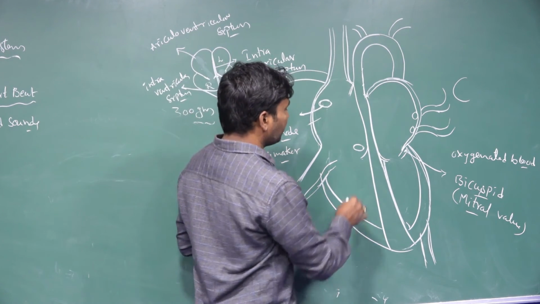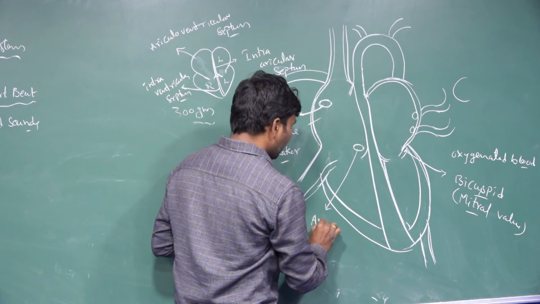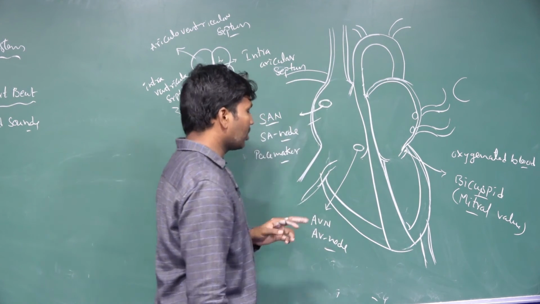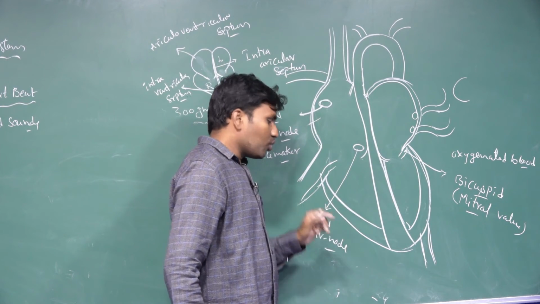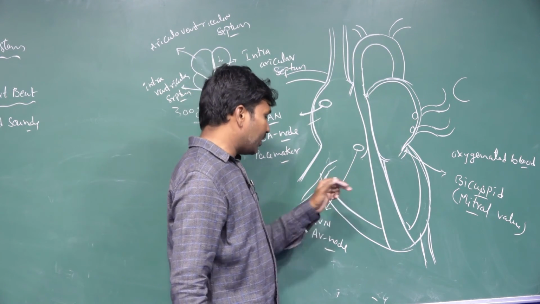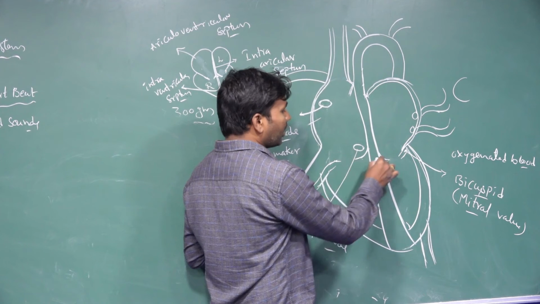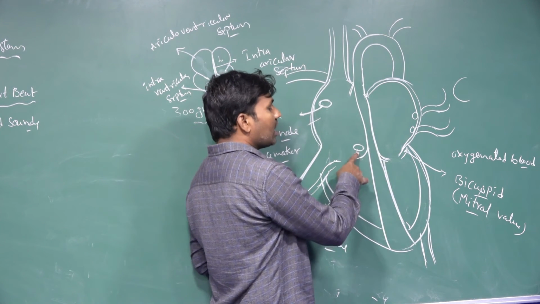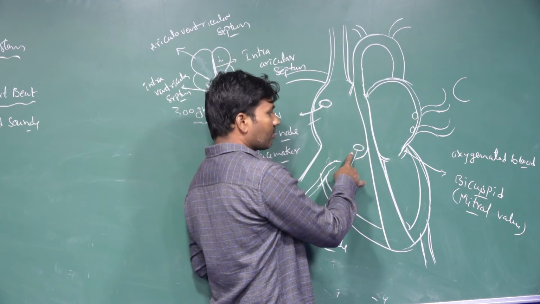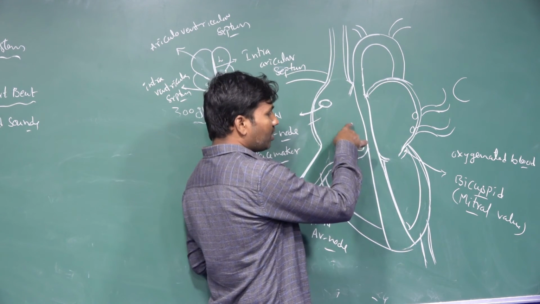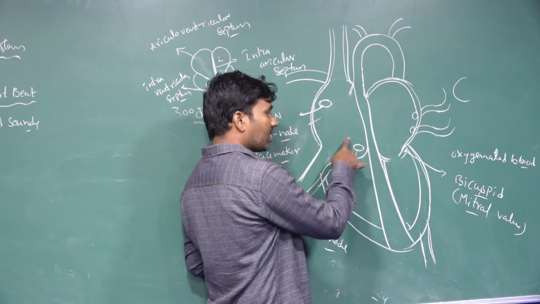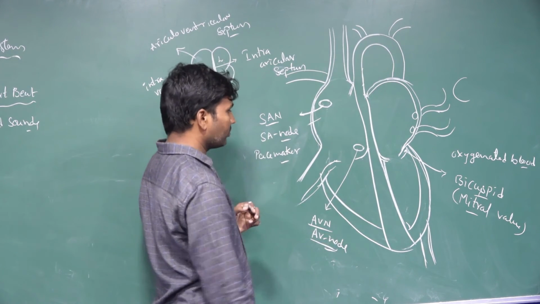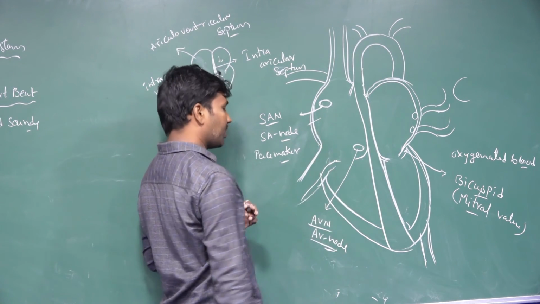There is another node present, called the AVN or AV node, the atrio-ventricular node. It is named so because it is near the atrio-ventricular septum. This is the AV septum. Near the AV septum, at the lower left corner of the right atrial chamber, there is one more nodal tissue, called the AV node. So two nodal tissues are present here.